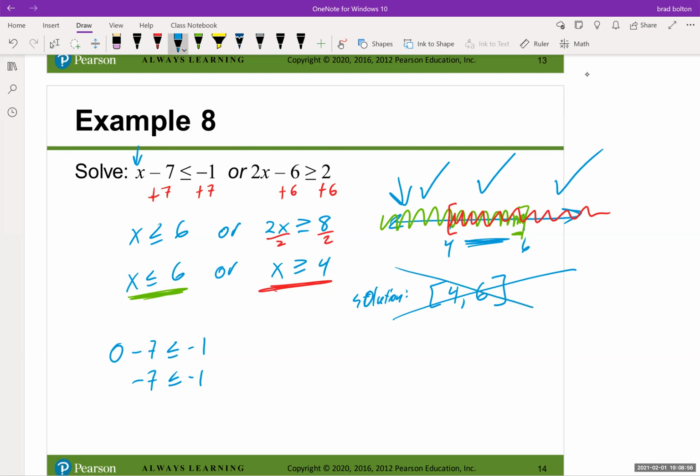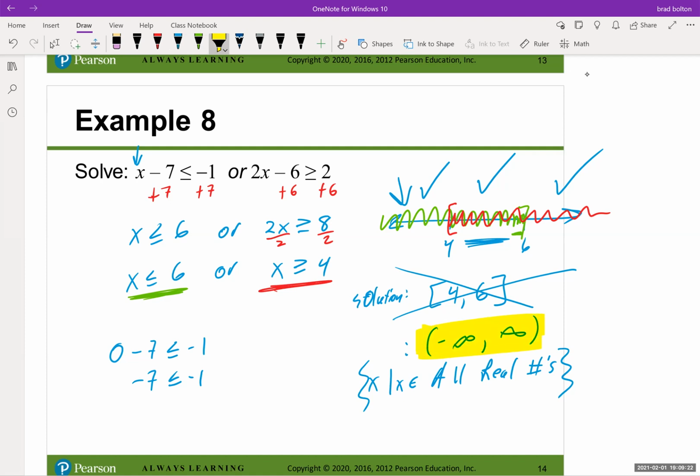So as it turns out, the solution is not 4 to 6. The solution is -infinity to +infinity. And this is saying all real numbers. You could also write this as x such that x is an element of the reals. I don't think they get that fancy in the homework. They might just say all reals, but this is the interval notation answer for it. And then this would be the set builder notation, but I don't know if they get as fancy as that. They might just say the solution is all real numbers.